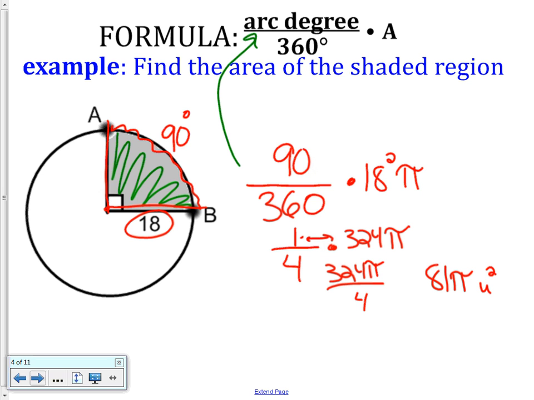All right, guys, now on your calculator, all you really need to do is do 90 times 18 squared, get that answer, and then divide that whole thing by 360 and put your pi on it since we're not multiplying the pi out.